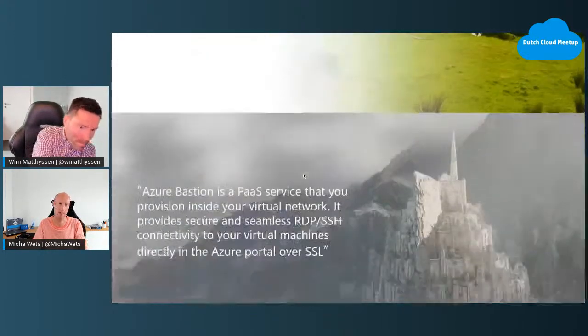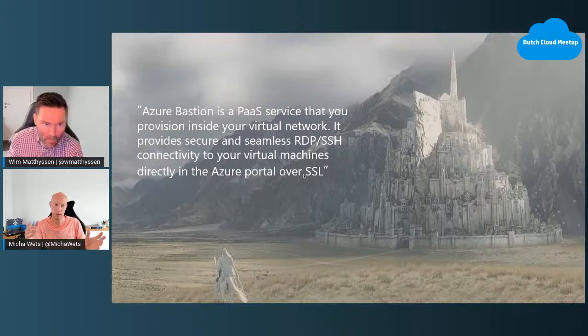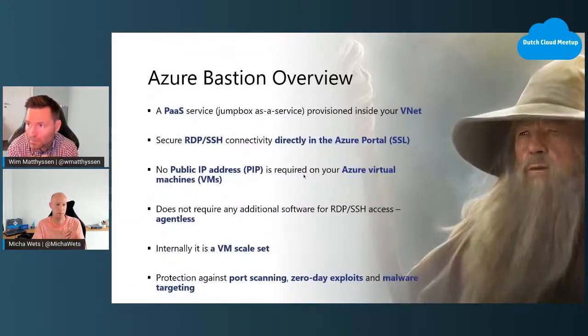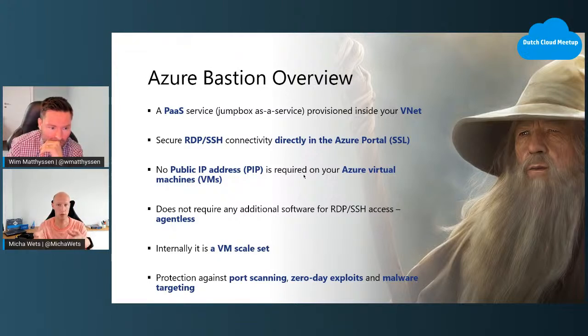Okay. So let's talk about Azure Bastion. What is Azure Bastion? This is the definition from Microsoft. I'm not going to read it completely, but the most important thing is that it is indeed a PaaS service. As Wim and myself like to call it, a jump box as a service, which is provisioned within your virtual network in your Azure subscription. It gives you the option to securely RDP or SSH to a VM in your environment, but it is using the Azure Portal, so it is always secured with HTTPS.